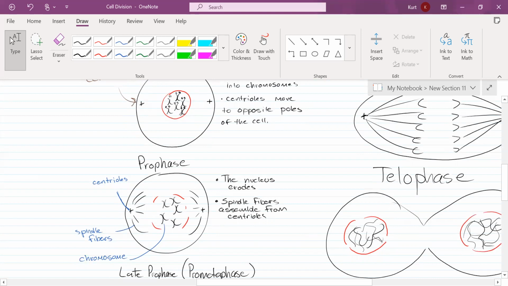You can see the little red fragments I have. That's what's left of the nucleus. It's going away.